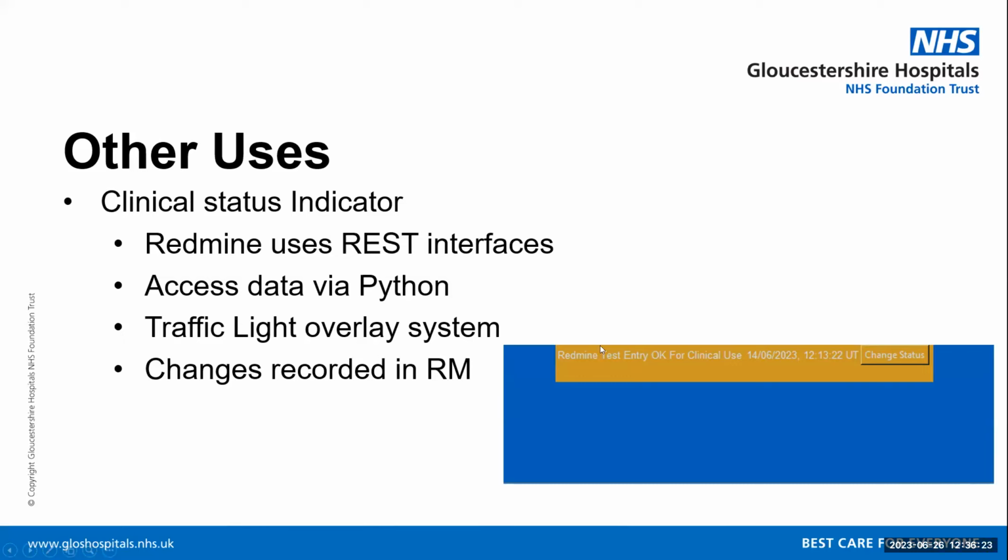And to do that, I wrote in Python a traffic light overlay system that is running on the PC next to the treatment consoles. So in this example here on the screen, it shows you the amber, which says that the machine is okay for clinical use, indicating it's not yet in clinical use, but there are no contraindications to it. And there's a change status button there. So you don't actually need to explicitly log into Redmine in order to update the status on there. You can just use that overlay. And then Redmine is being used to record all the information about which Linac was changed when and who did it.